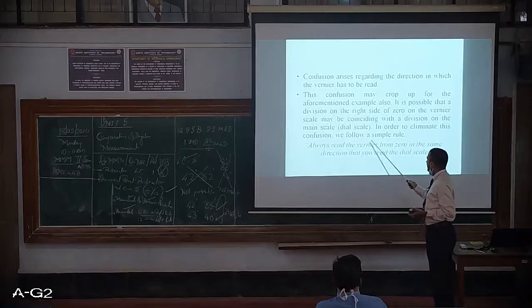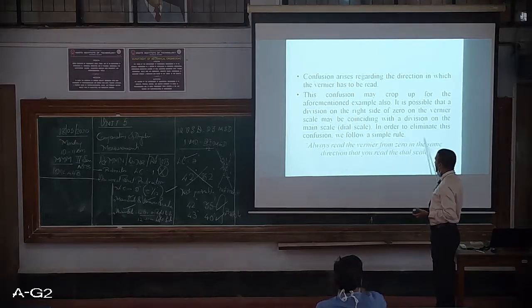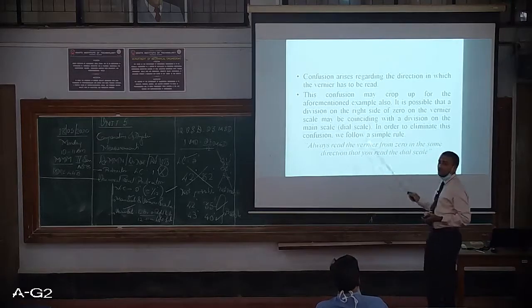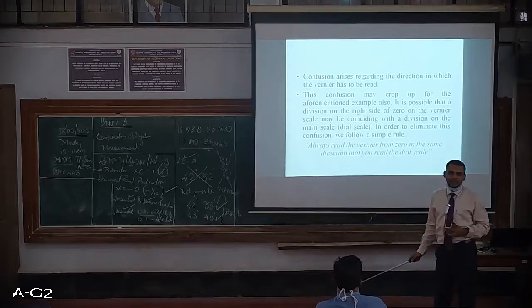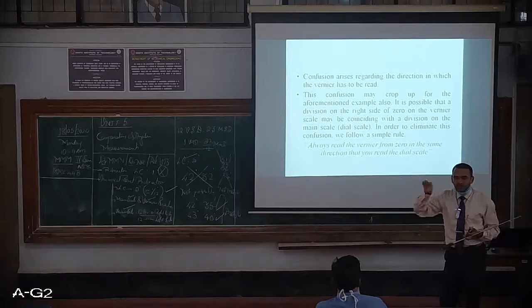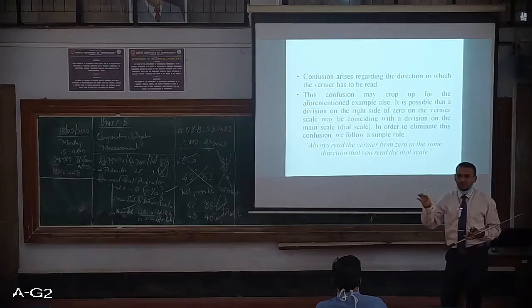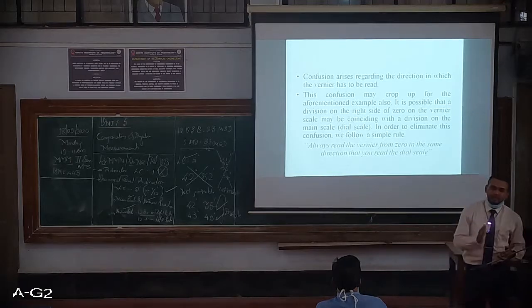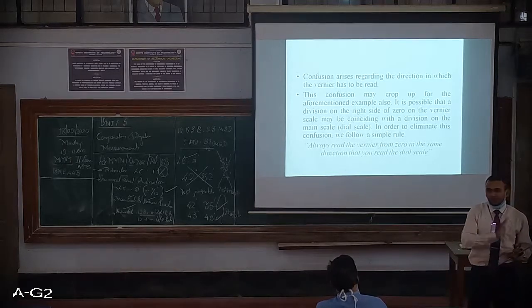Always read the vernier from zero in the same direction that you read the main scale or the dial scale. As simple as that. If you move from left to right on the main scale, move left to right on the vernier scale also. If you move the main scale from right to left, you see the coinciding division from right to left. As simple as that.